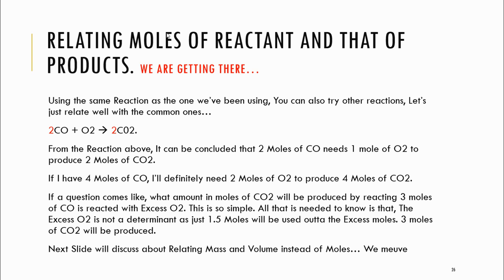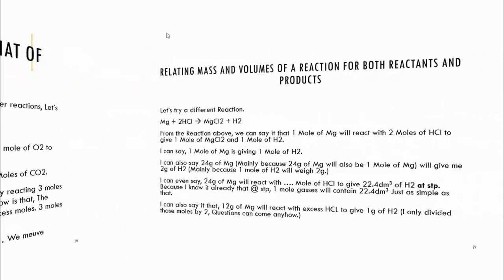You can say 2 moles of CO is giving me 2 moles of CO2. That means CO is going to be 12 plus 16, that's 28. That means 28 grams is for 1 mole, right? Yeah, that means 28 grams of CO will give me what? 44 grams of CO2, because 44 grams is also 1 mole. One will give me one, two will give me two, three will give me three. That's the idea there. Moving on.